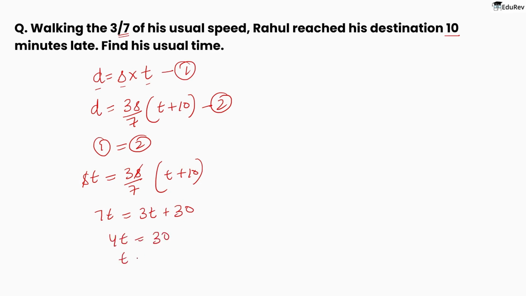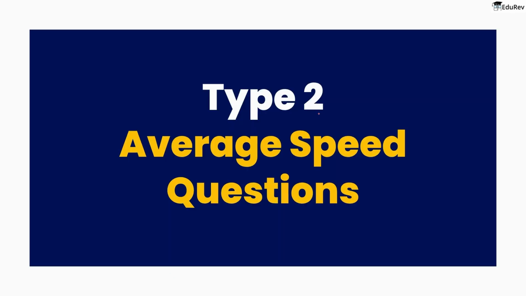T will be equal to 30 by 4, giving us 15 by 2, further taking us to 7.5. Hence, the usual time of Rahul is 7.5 minutes.